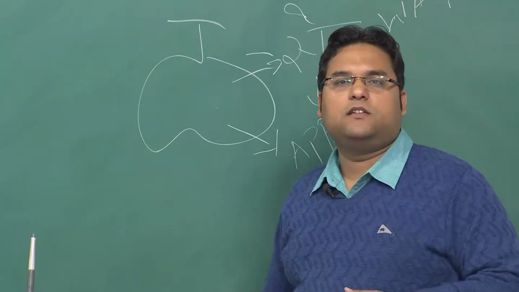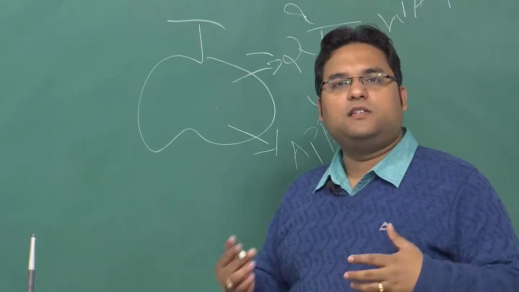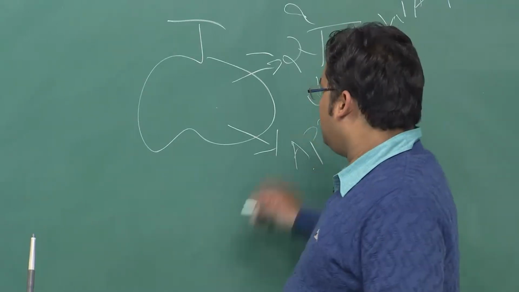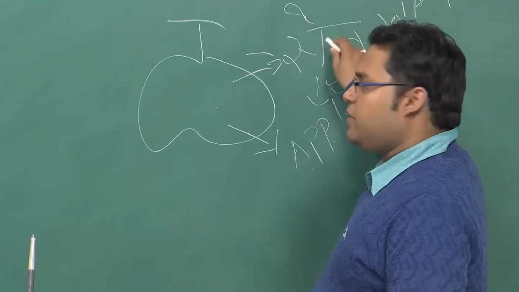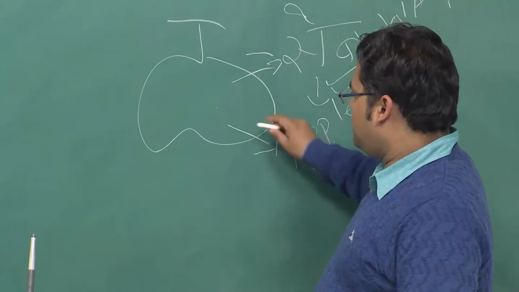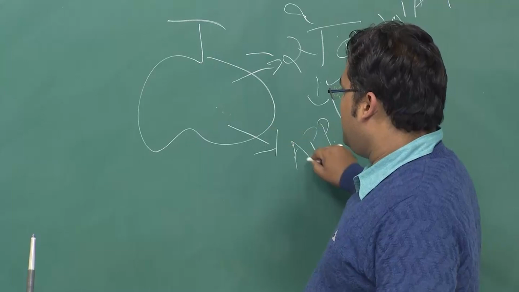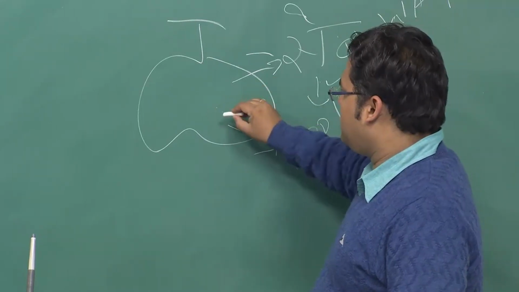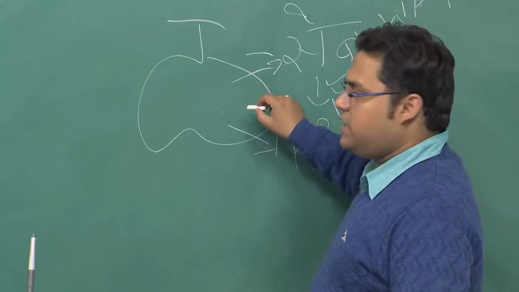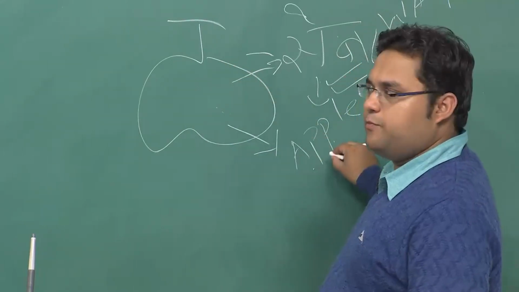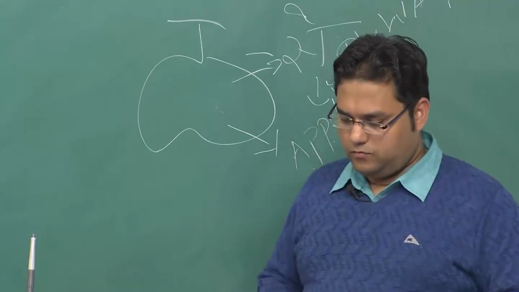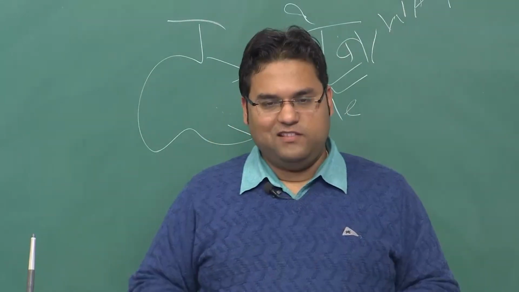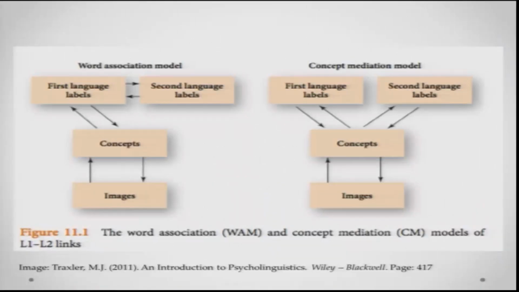Another model is the conceptual mediation model. The conceptual mediation model basically says that we do not really need to make this link between these two phonological labels, we much rather make the link from the concept to the labels of both the languages. So the conceptual mediation model says that the concept itself is connected to the phonological labels of both the languages. This is how the word association and the conceptual mediation model shape up.